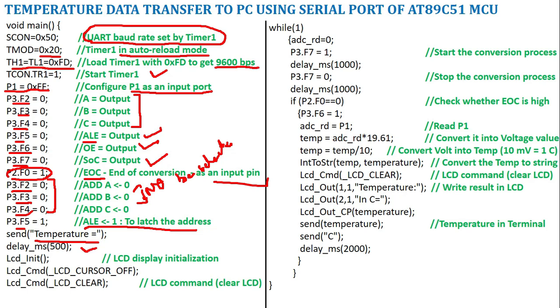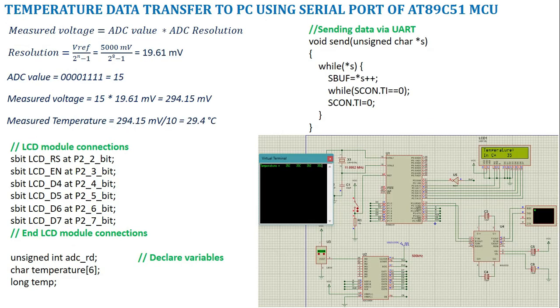Wait for some 500 milliseconds, then I am going to initialize my LCD. Then in a while loop, I set ADC_RD to 0, initializing it to 0. Then I start the conversion process, so SOC is equal to 1. After some 1 second, I make this SOC 0. Once the conversion is complete, this port 2.0 will be set to 0, because our end of conversion line is connected with a NOT gate.